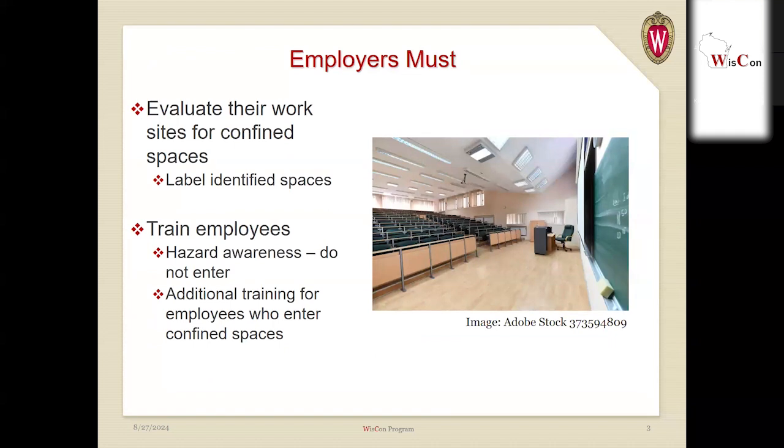So one of the things that employers are responsible for is evaluating their work sites for confined spaces. And after they've identified if those confined spaces exist, we need to label those spaces to let employees know that they are there. Additionally, we need to train those same employees on the hazards that are associated with confined spaces, such as not entering those spaces. There's additional training for employees who are allowed to go into those spaces, and we'll talk a little bit about that as well.